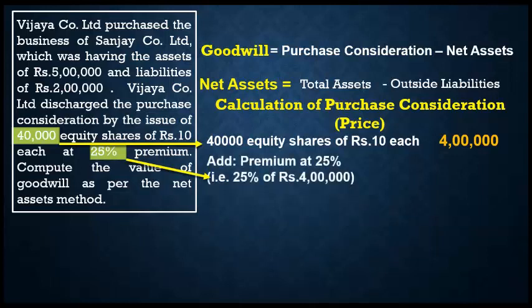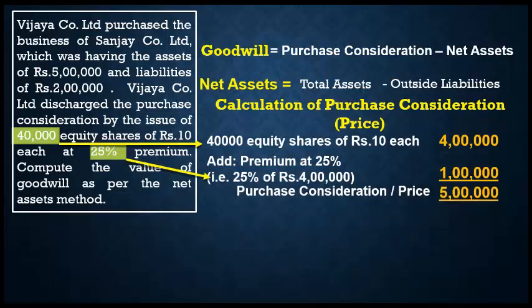Premium at 25%. Rupees 4 lakh into 25%. 25% of rupees 4 lakh, what is the amount? Rupees 1 lakh. 4 lakh plus 1 lakh, what is the total amount of purchase price or purchase consideration? Rupees 5 lakh. This amount is paid by Vijay Company to Sanjay Company. This is the price payable by Vijay Company to Sanjay Company. This is purchase consideration. This is purchase price.